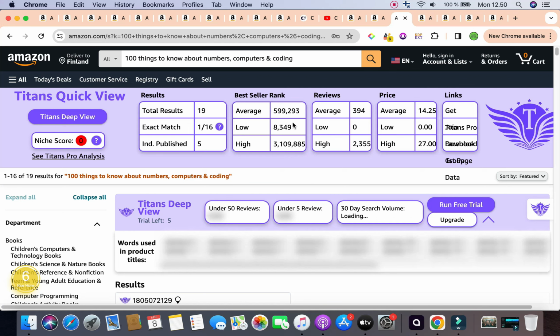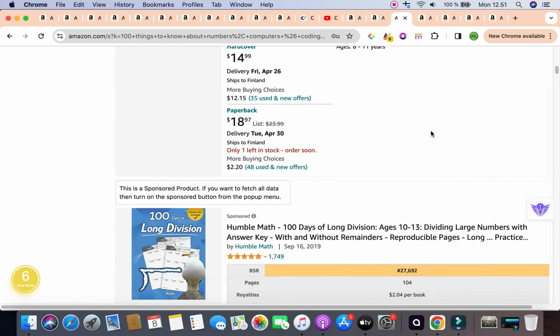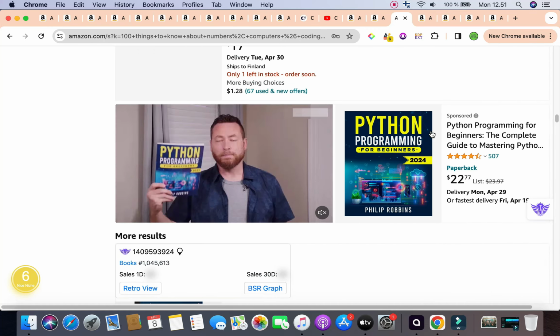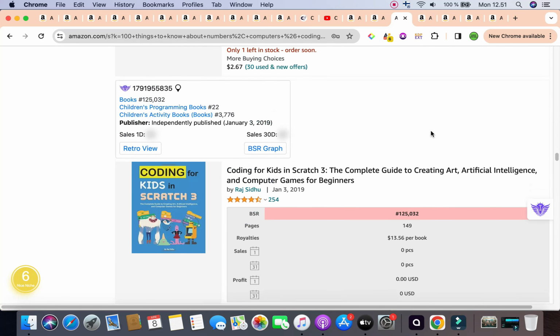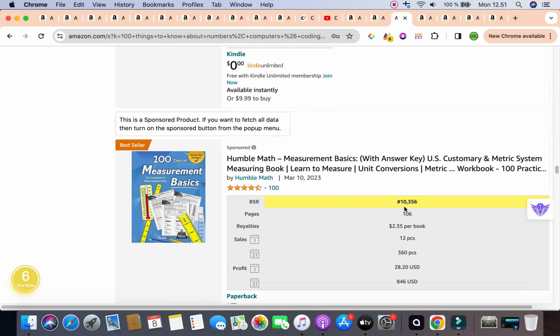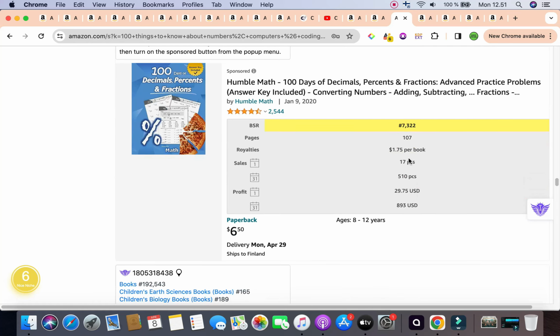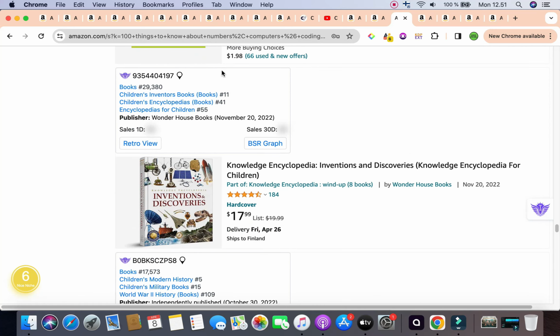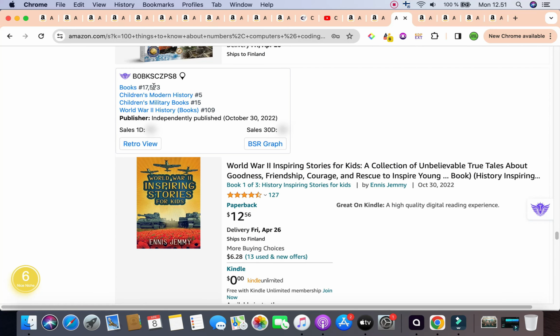Don't be afraid of the bestseller rank being slightly high, because there are other indicators besides the high BSR that can indicate profitability. The average reviews, 394, average price $14.25. Scrolling down, a couple of books with a really good BSR as well that I came across, and that is also great to see, but they're located towards the end of the page, such as this one with the 10,356, 7,000 as the BSR as well. And there are also others. This one's at 17,573 as the bestseller rank.